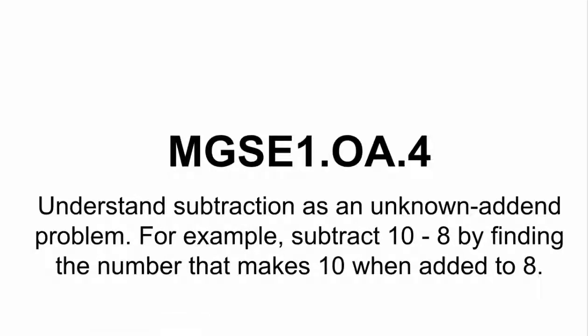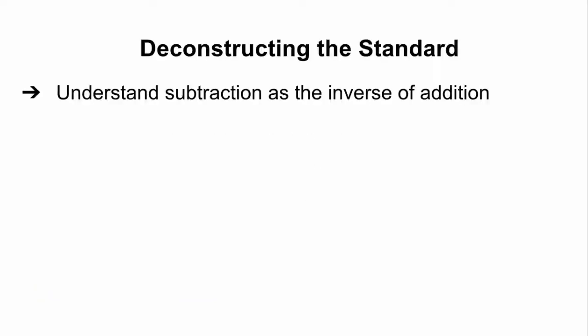The first grade standard 1.OA.4 requires students to understand subtraction as an unknown add-in problem. For example, subtract 10 minus 8 by finding the number that makes 10 when added to 8. At its core, this standard is all about understanding the relationship between subtraction and addition.